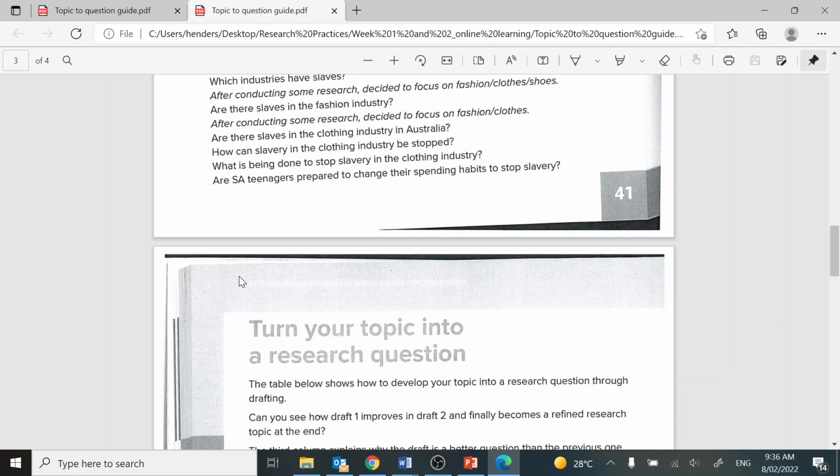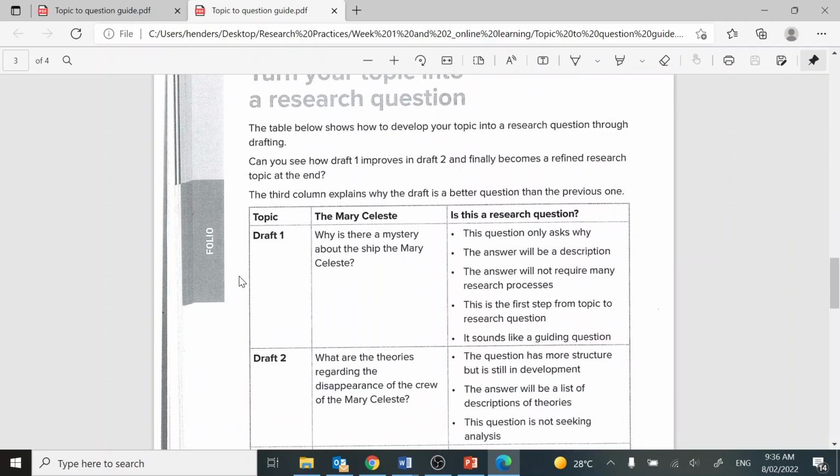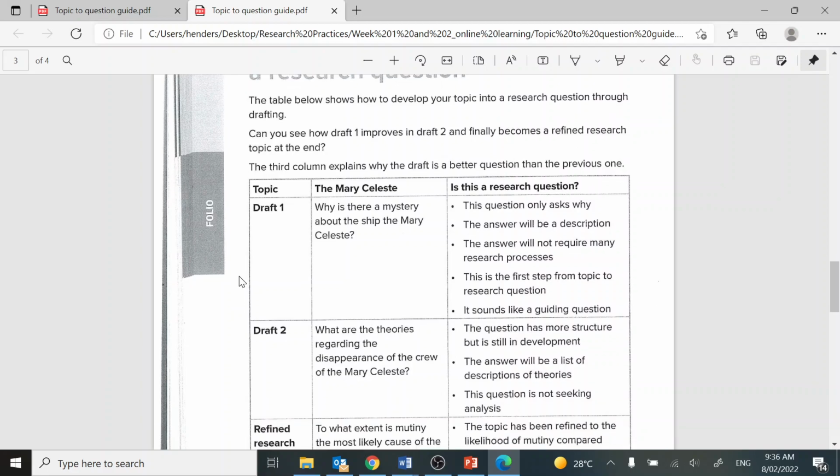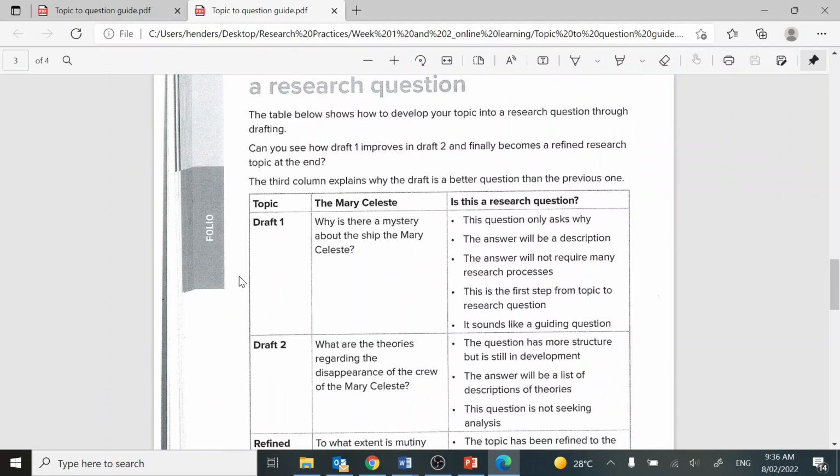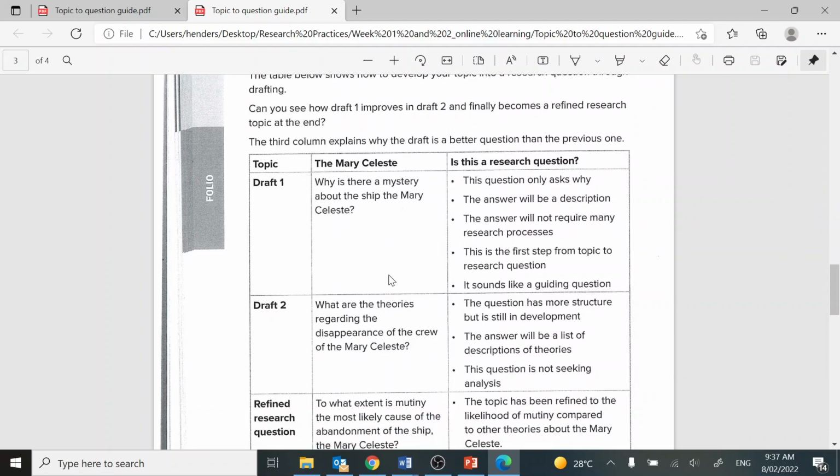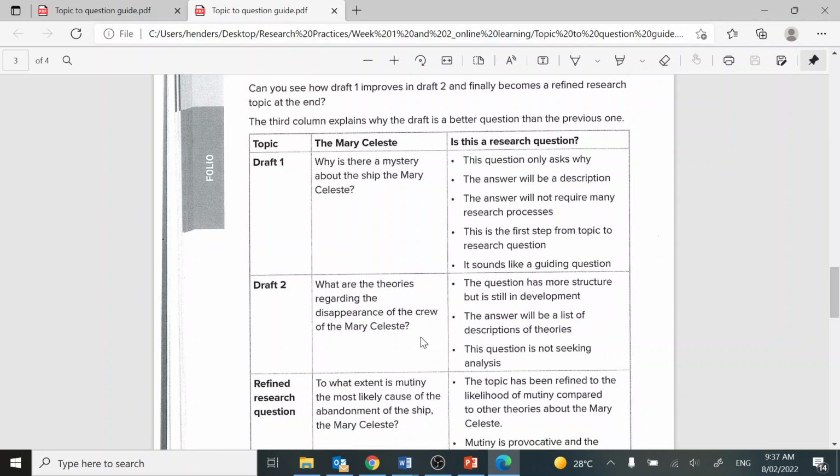So moving on. This is where they've drafted some different questions. So why is there a mystery about the ship, the Mary Celeste? What are the theories regarding the disappearance of the crew of the Mary Celeste? So you can see that they're the same question, but with ever so slightly different wording. So the really cool thing about both of these, but in particular draft 2, is that it actually gives you a lot more to answer, but also really narrows down what you're researching.